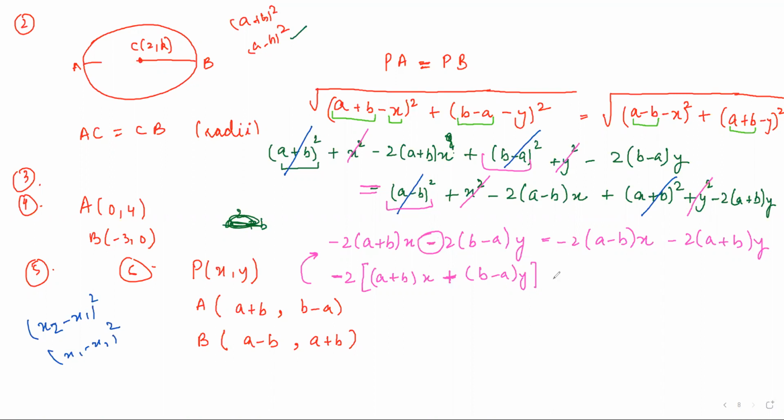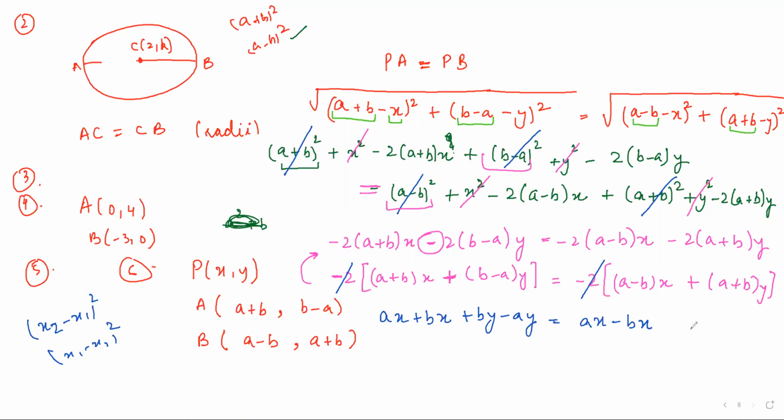Now come here again, take minus 2 common. So a minus b into x and plus a plus b into y. Now this minus 2 will also cancel out. Right? So you are left with this. So you just multiply x inside. You have ax plus bx, then plus by minus of ay is equal to, now you multiply ax minus of bx plus ay plus by, right?